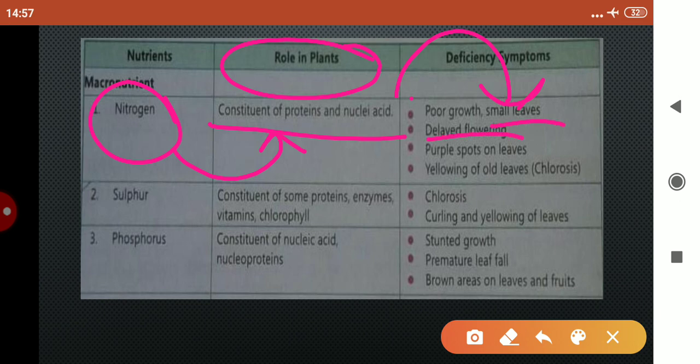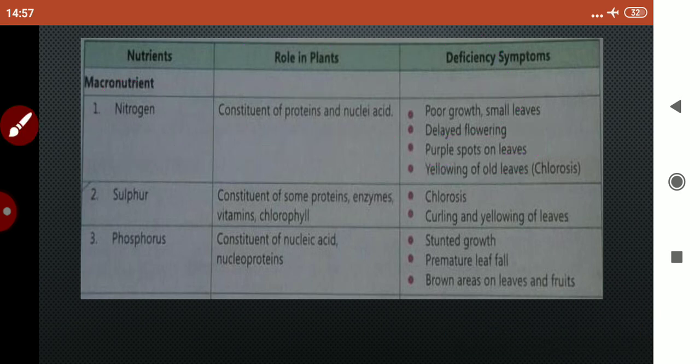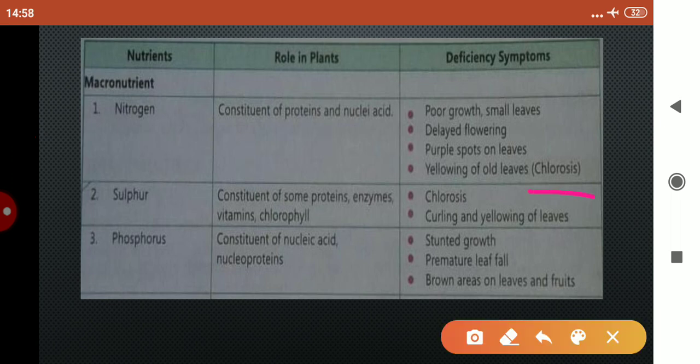Then delayed flowering, flowering will not be on time. Purple spots will be present on leaves and yellowing of old leaves. Yellowing of old leaves means disappearance of chlorophyll from those leaves, and the disappearance of chlorophyll is called chlorosis.